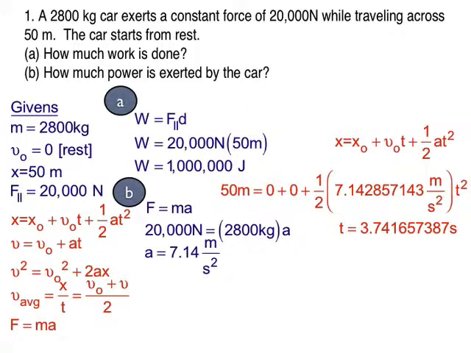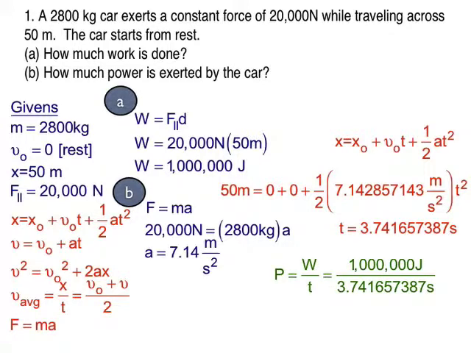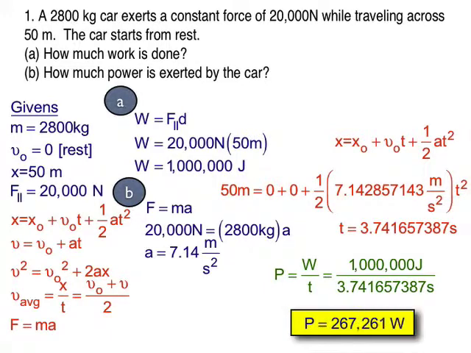Next step, power. Finally, to answer the question, power is work over time. The work was 1 million joules, and the time is 3.74. So power is 1 million divided by 3.74. When I do the math, I get the power to be 267,261 watts, which is a little more than 300 horsepower. So a pretty powerful car.